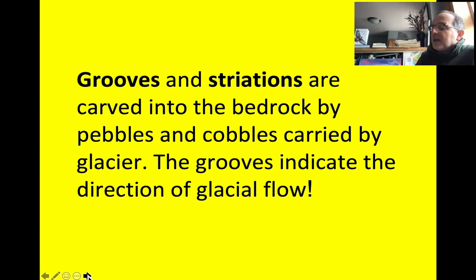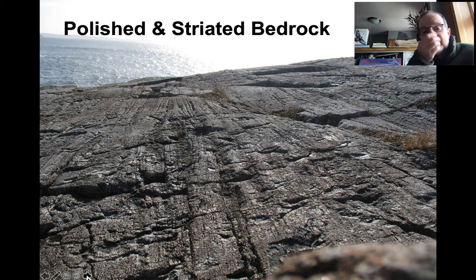Now, one of the things that allows you to see the effects of erosion, even in New York, is that often the material that's been picked up, the rocks in the size of boulders and cobbles and even pebbles, can grind the bedrock below. And we see this in Manhattan. It says here, grooves and striations are carved into the bedrock by pebbles and cobbles carried away by the glacier. The grooves indicate the direction of glacial flow. And here we see a good example of that. So we see these grooves here, which are the result of a glacier grinding across this bedrock.